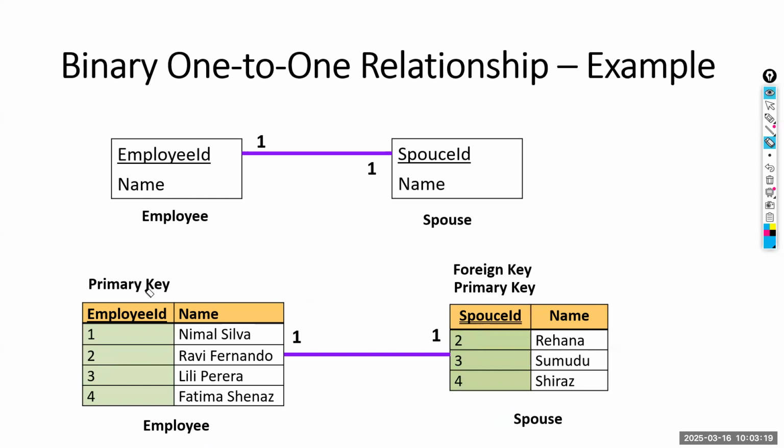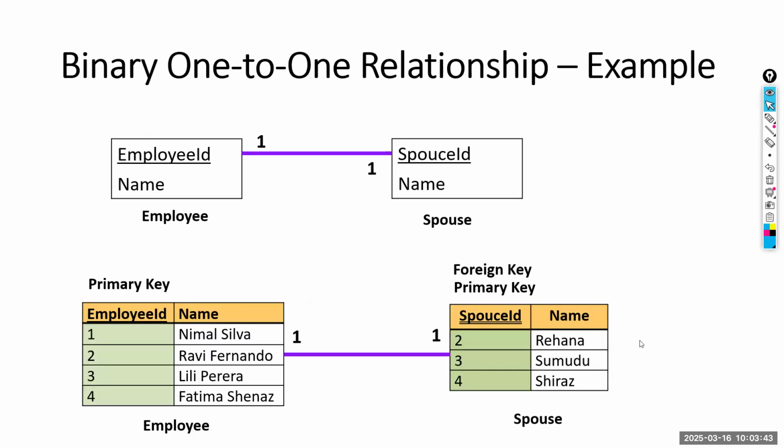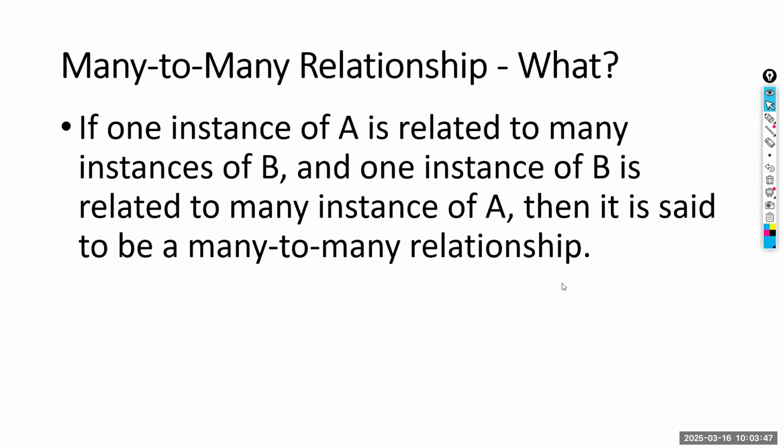It also works. And again, because this is a primary key, you can't add the same value twice. So that makes sure it's one-to-one. Both the approaches work. Some people prefer the first approach, where you add a foreign key and make it unique, and some people just map the primary key. Right. So now let's move on to many-to-many binary relationships.